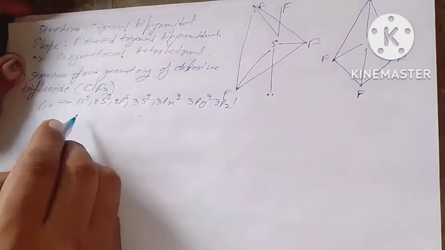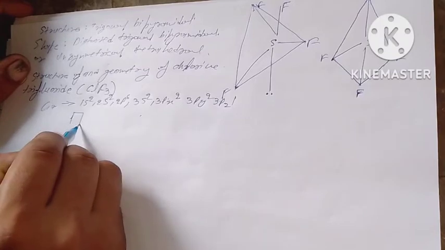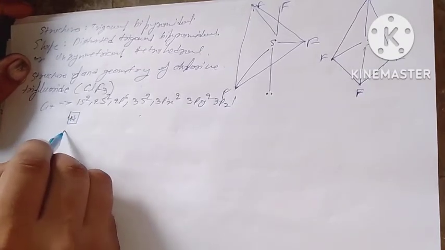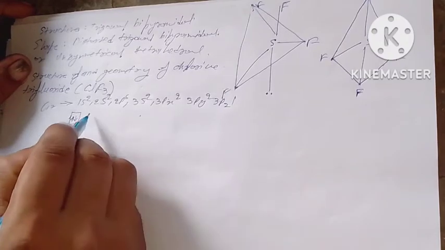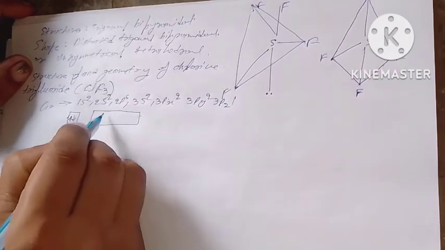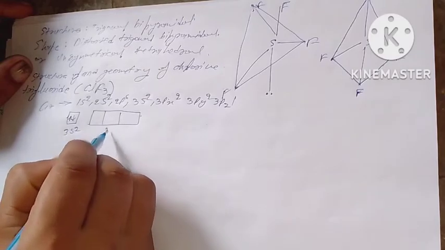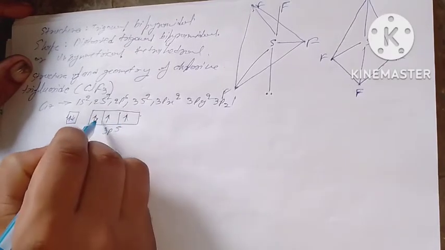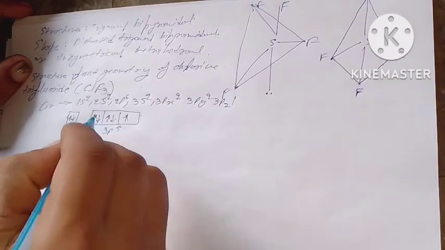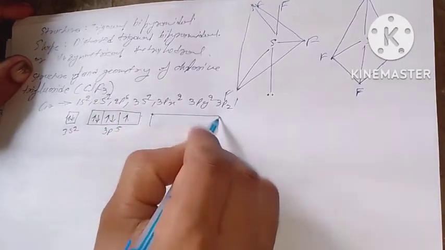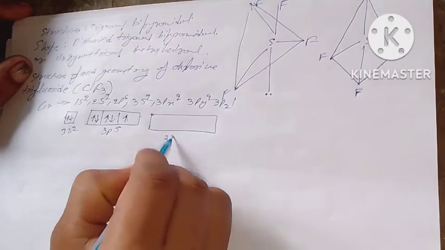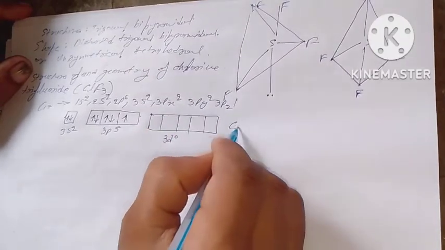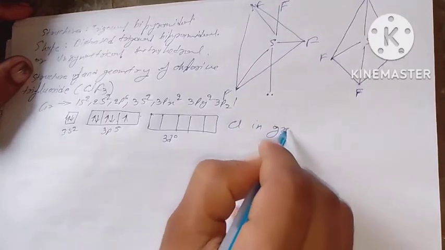And this is the 3s2, then 3p5, and this is 3d0. This is chlorine in the ground state.